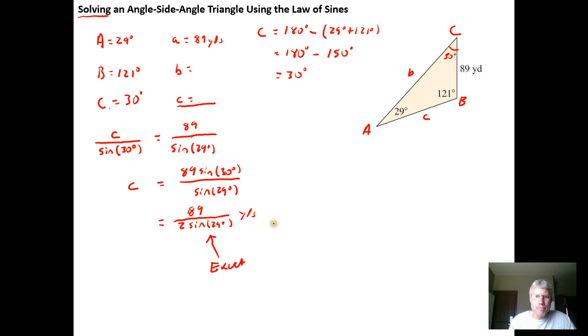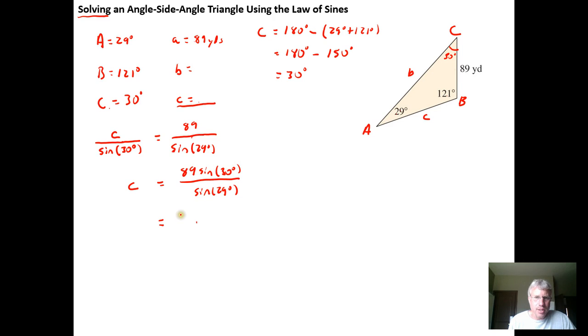Probably in this case, a typical homework assignment would ask us to approximate the answer, for example, to the nearest tenth. So we'll go ahead and approximate it. I'm not going to do this step here. This can just chunk straight into the calculator, 89 times the sine of 30 divided by the sine of 29. And the only thing you need to be careful to do when you chunk it into the calculator is to make sure that you are in degree, not radian mode, because our angles have been given to us in degrees.